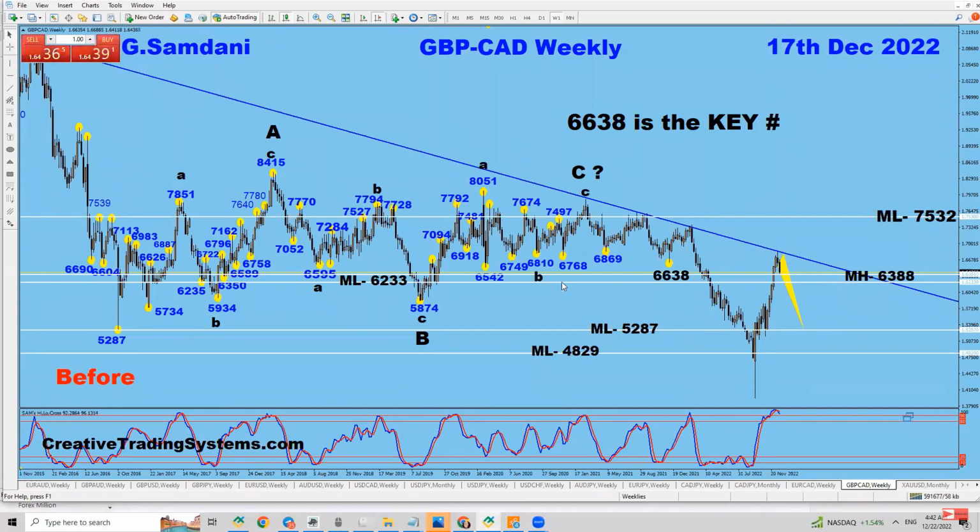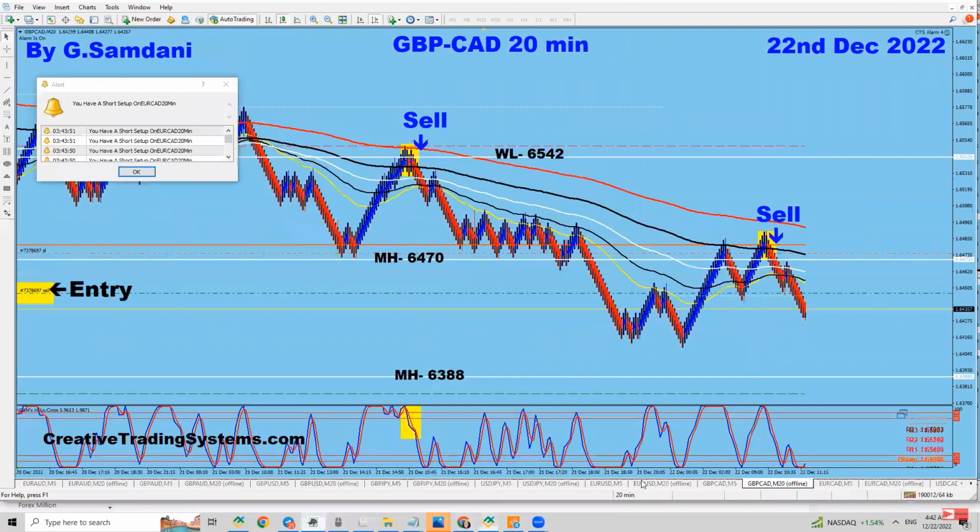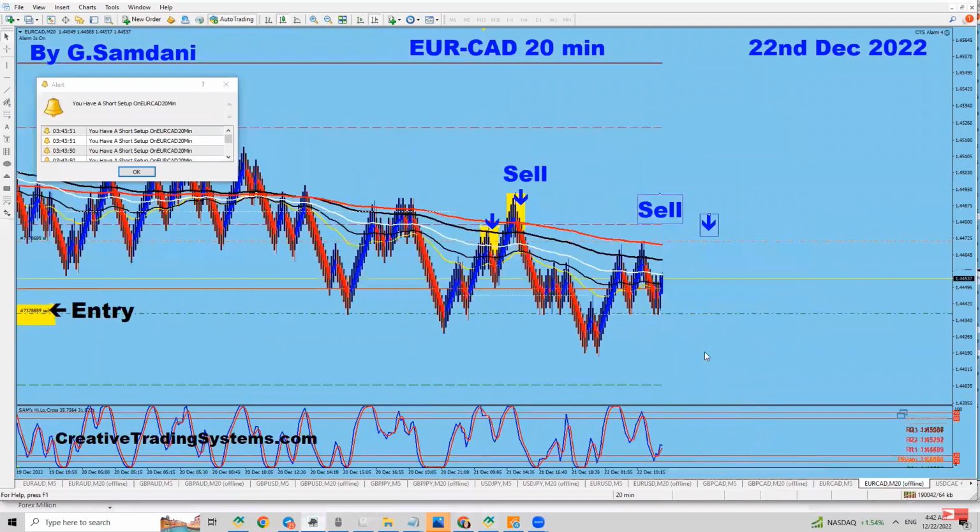Okay. Another one that I have going right now, but it's not going anywhere. But let me see what happens. Euro CAD is this. So here's the entry. Here's the SL. Not moving, wobbling. So let's see what happens. If worse comes to worst, 25 pip loss here, no big deal.